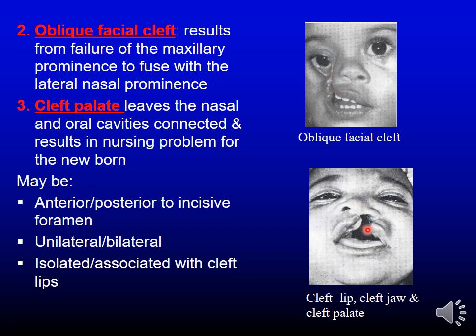Cleft palate leaves the nasal and oral cavity connected. You can see the nose and the mouth are connected, resulting in nursing problems for the newborn. Also, it could be anterior or posterior to the incisive foramen. It may be unilateral or bilateral, and could be isolated or associated with cleft lip.